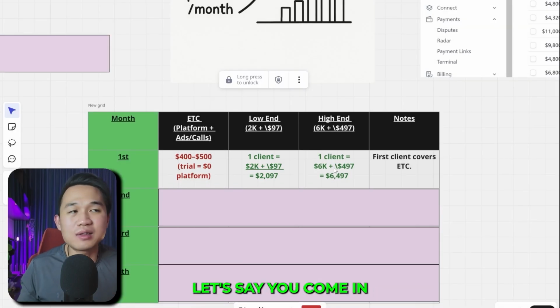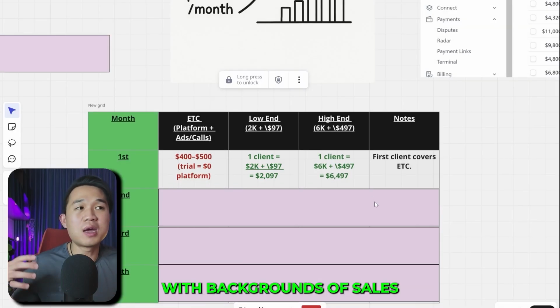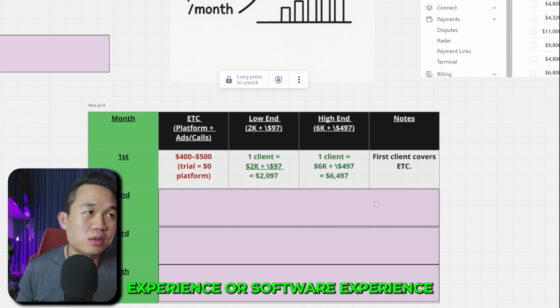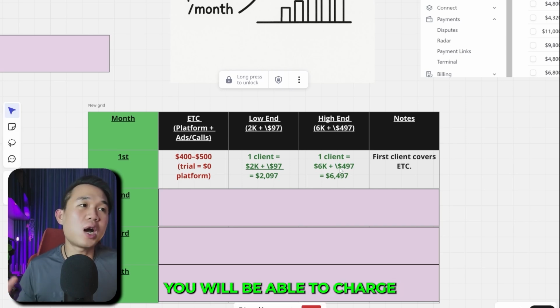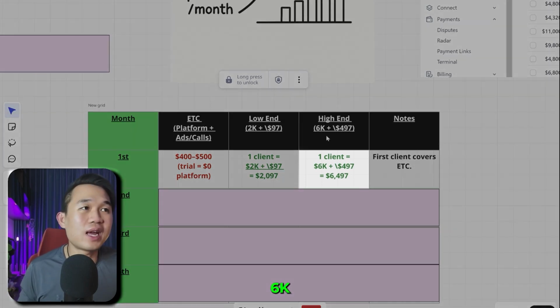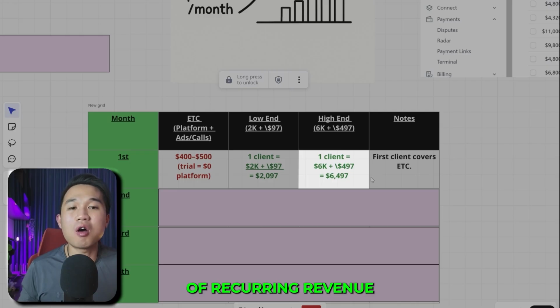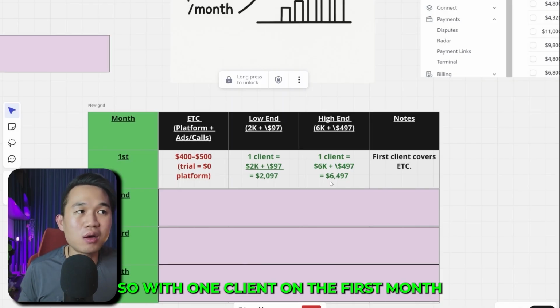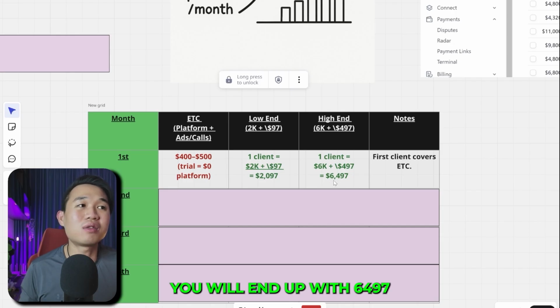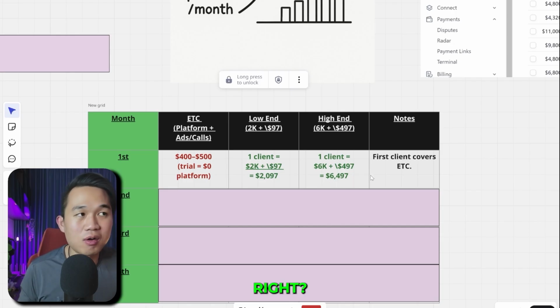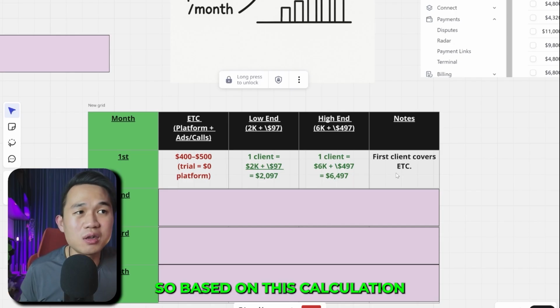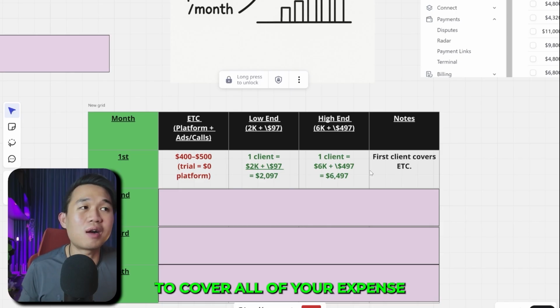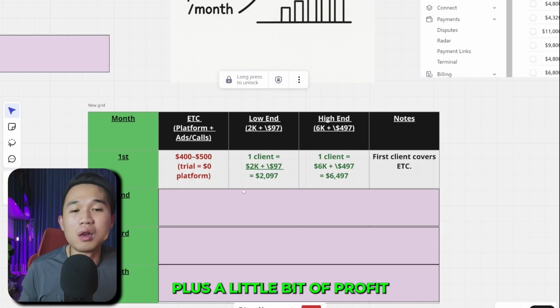And on the high end, let's say you come in with backgrounds of sales experience or software experience, you will be able to charge people quite high, 6K plus $497 of recurring revenue to maintain the system. So with one client on the first month, you will end up with $6,497. Right? So based on this calculation, your first client should be able to cover all of your expense plus a little bit of profit.